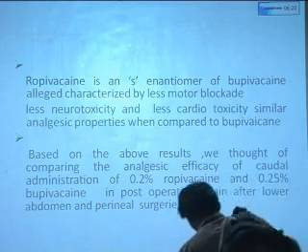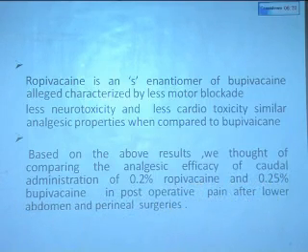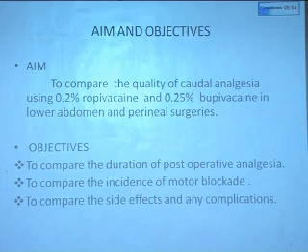Ropivacaine is an S-enantiomer of bupivacaine, characterized by less motor blockade, less neurotoxicity, and less cardiotoxicity, with similar analgesic properties when compared to bupivacaine. Based on the above results, we thought of comparing the analgesic efficacy of caudal administration of 0.2% ropivacaine and 0.25% bupivacaine in post-operative pain after lower abdomen and perianal surgeries.